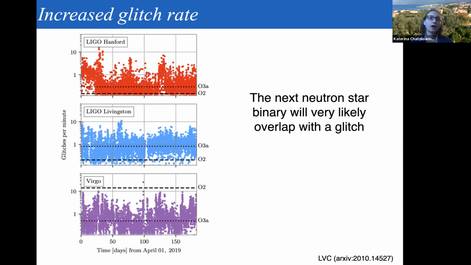But going forward, you might think that this was an unlucky instance, but actually it might not be. In O3, the third observing run, at least the first half of it, the glitch rate increased by quite a bit in the two LIGO detectors, while it decreased in Virgo. In the two LIGO detectors, they're at the point of slightly less than a glitch per minute. If you recall that neutron star binaries last for 2 minutes, and you have a glitch per minute, most likely the next binary neutron star will also overlap with a glitch. We have to figure out what to do with that. We have to continue developing ways to deal with those glitches.